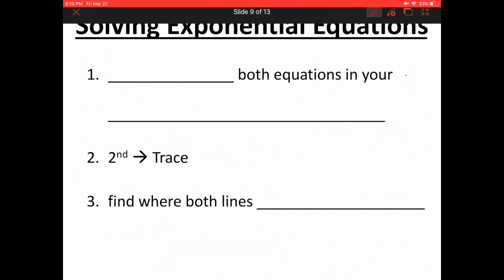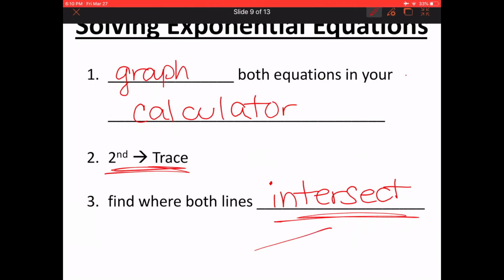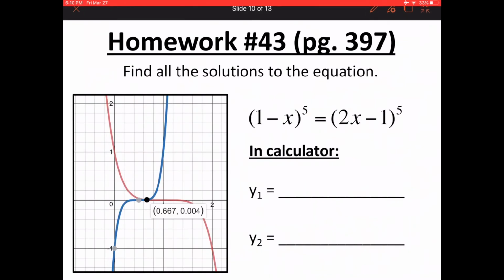So let's look at solving exponential equations. When we are solving those, what you want to do is graph both equations in your calculator. We're going to have two exponential equations and we want to graph both of those in the calculator. Then we hit second trace, and to find the solution, we want to see where both of those lines intersect. Remember, intersect just being a fancy word for cross. So if I have two lines and this is where they intersect, that would be my solution.